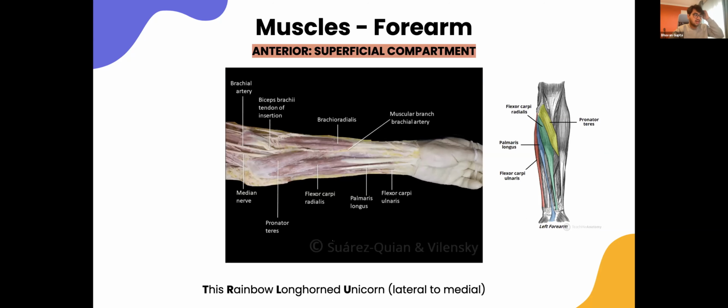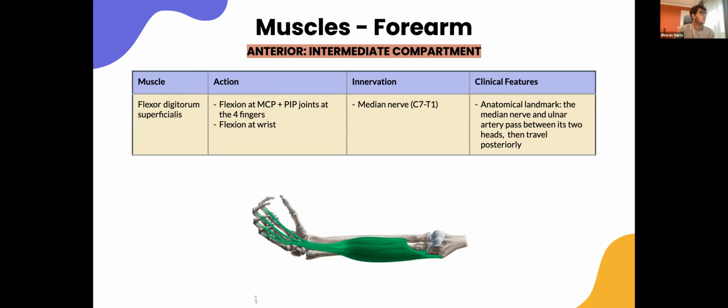One way that I got really confused between the order of these superficial muscles, but just memorizing that from medial to lateral, it should be medial to lateral, I believe. Oh no, yeah, medial to lateral, starting from the middle, is our teres, then our radialis, then our longus, then our ulnaris, and then I just use this rainbow longhorn unicorn to help me memorize that. But yeah, medial to lateral, I believe.